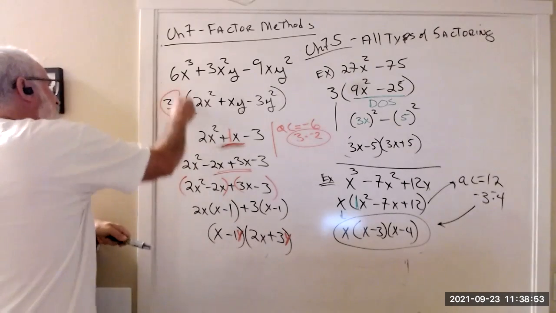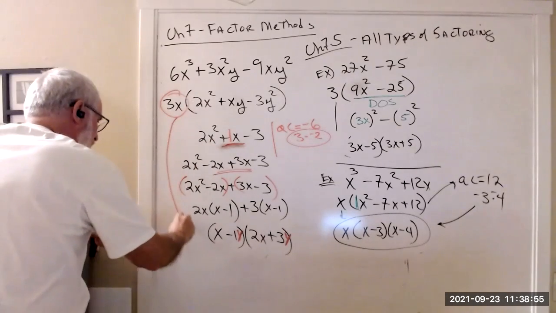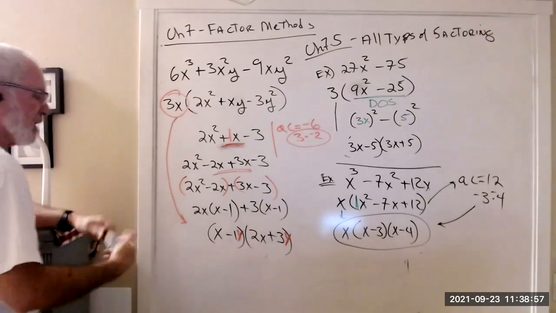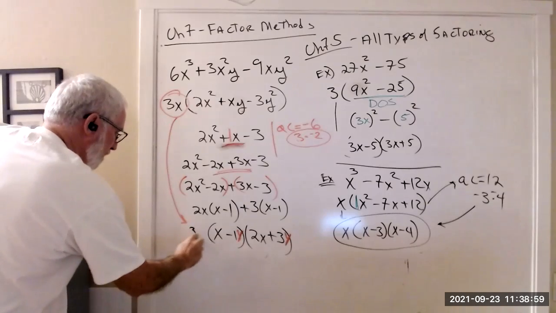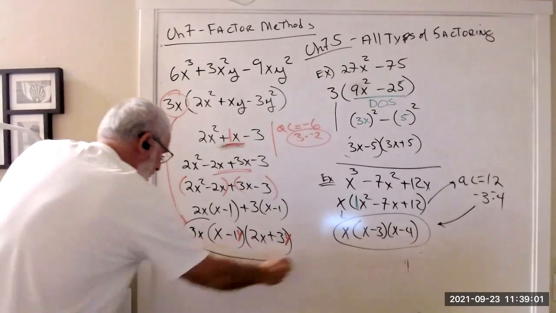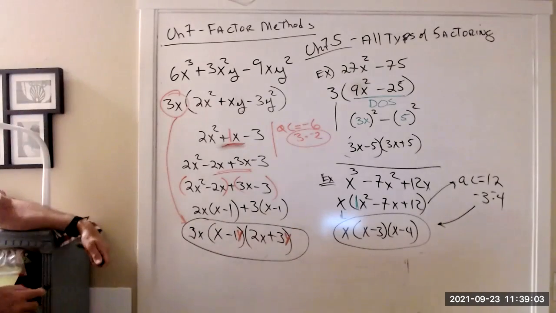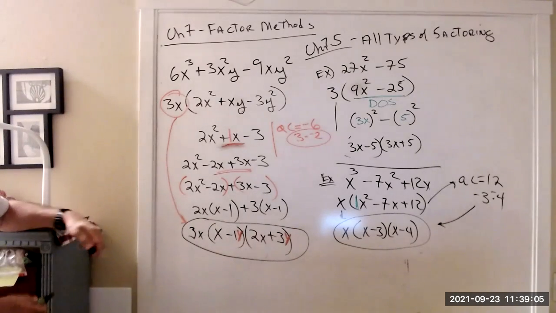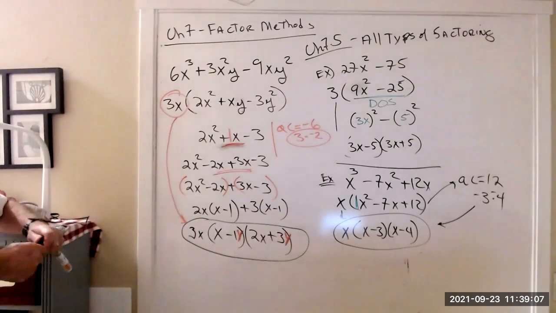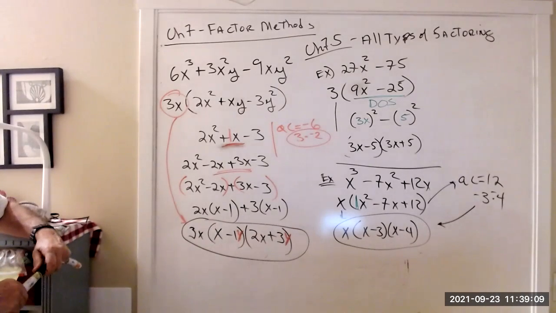One last thing, however, remember, this 3x that we factored out originally is part of the answer. That's your answer down there. So there's a lot of things to think about.